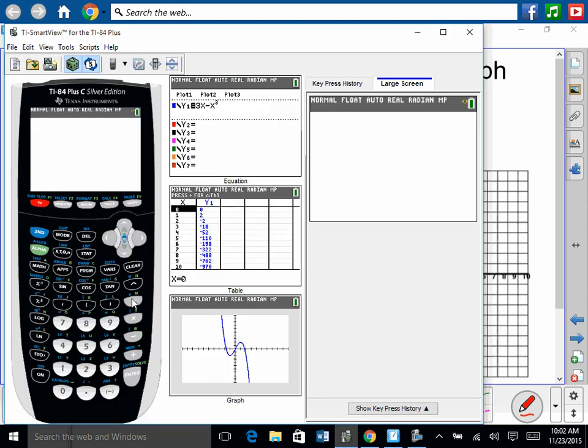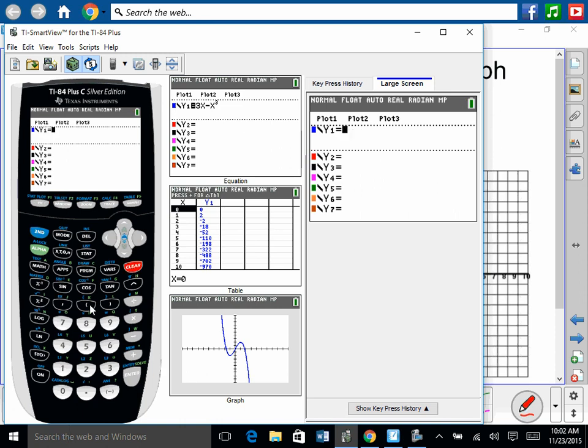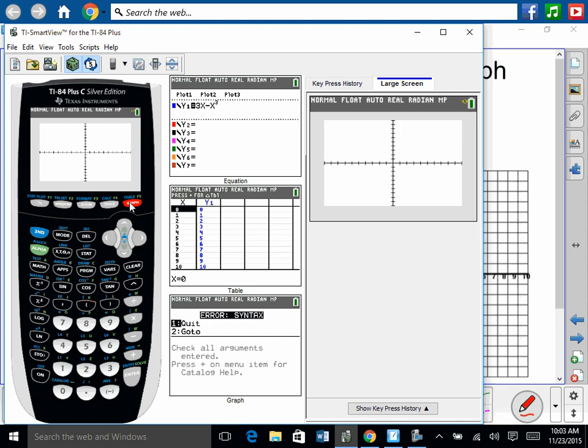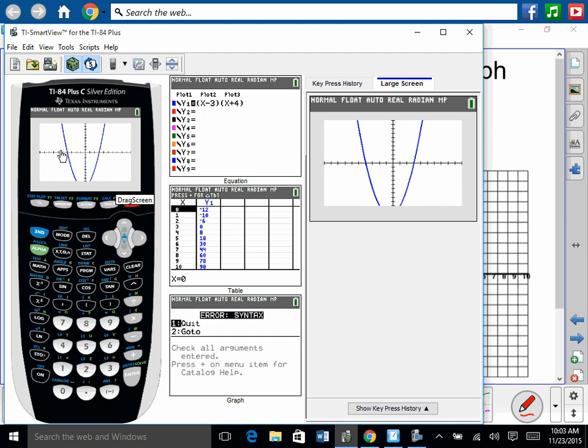So y equals, you can literally just type it in like that: parentheses, x minus 3, close your parentheses, times x plus 4. I hit graph. Now we already know the x-intercepts, we've already graphed them. That's where it crosses the x-axis. We were able to find those because it was already factored. And now what I need you to do is also graph the minimum or maximums correctly.